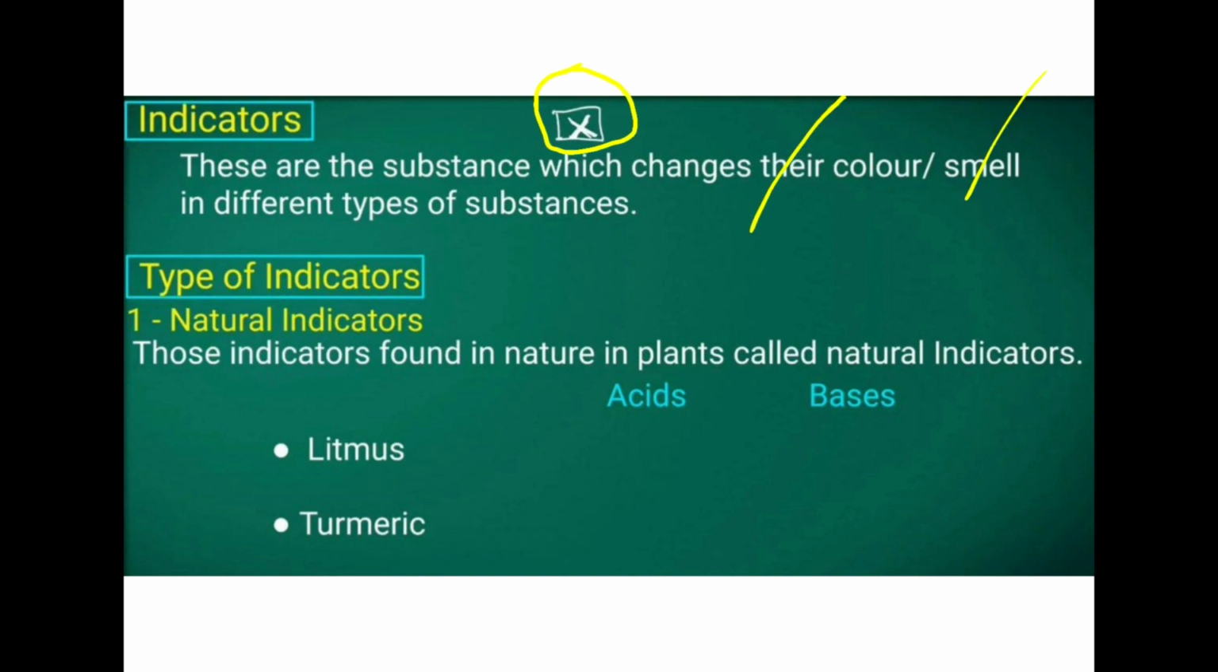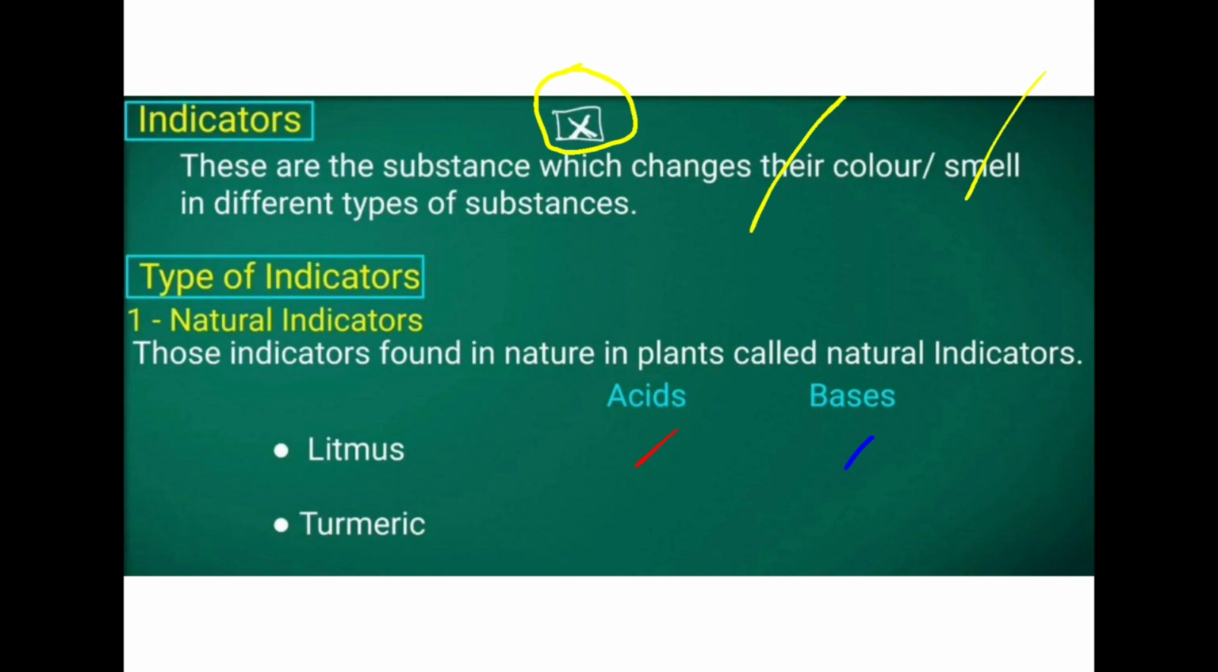So by these criteria we can understand whether a substance is acid or base. The first category is natural indicators. Those indicators which are found in nature are called natural indicators. Litmus is a natural indicator. In acid, what is the color of litmus? It is red. Then in the case of base, it is blue.